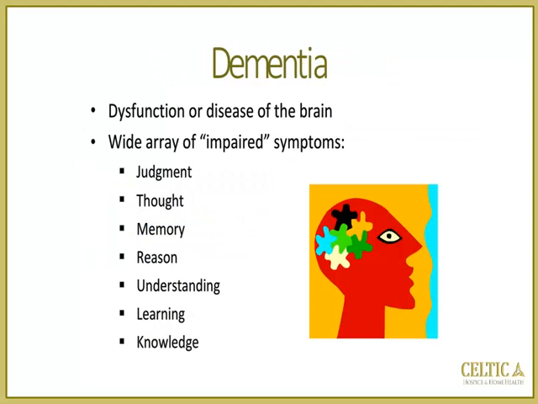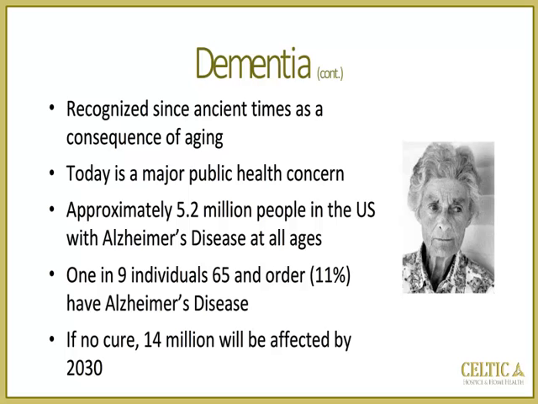So dementia is basically a dysfunction or disease of the brain. A wide array of impaired symptoms include judgment, thought, memory, reasoning, understanding, learning, and knowledge. Dementia has been recognized since ancient times as a consequence of aging. Today it is a major public health concern.